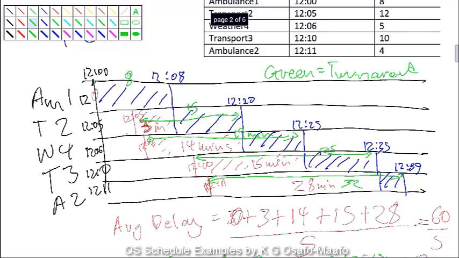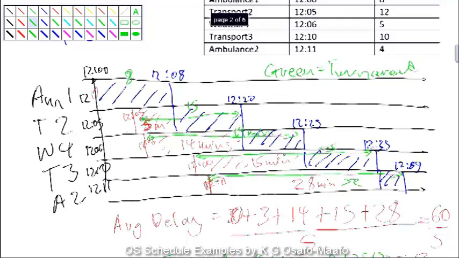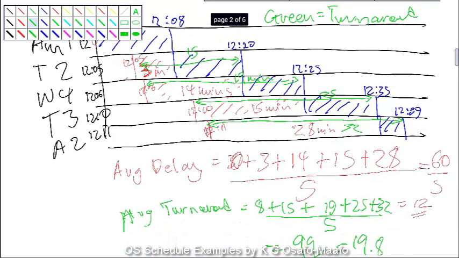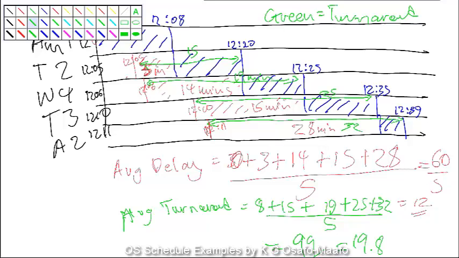So 12 till 8, that's 8 minutes. 12:05 but finishes at 12:20, that's 15 minutes. Turnaround. 12:06 till 12:25, that's 19 minutes. 12:10 finishing at 12:35, that's 25 minutes. 12:11 finishing at 12:39. I think I might have made a mistake here. Okay.